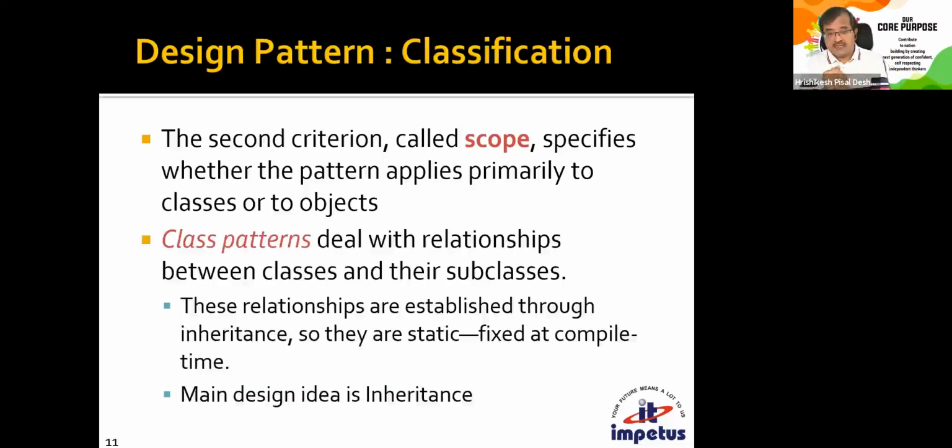So the class pattern deals with relationships between classes and their subclasses, hierarchy, inheritance. The relationships are established through inheritance, so they are static, fixed at compile time. The main design idea is inheritance. So keep that in mind. If I'm talking about a pattern, and the scope defines that the pattern is applicable to classes, then the primary design idea over here is inheritance.